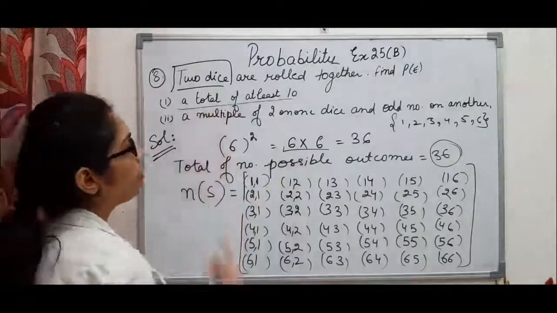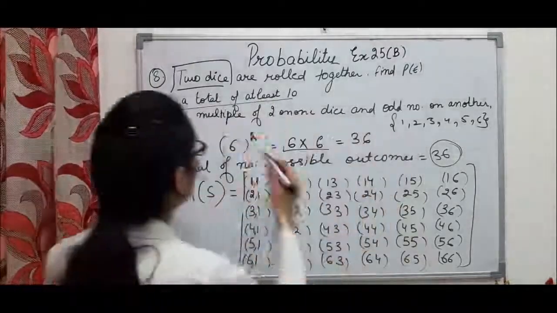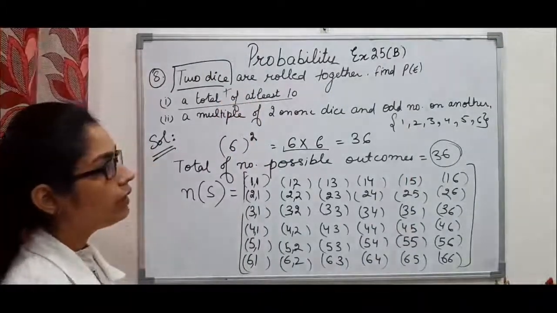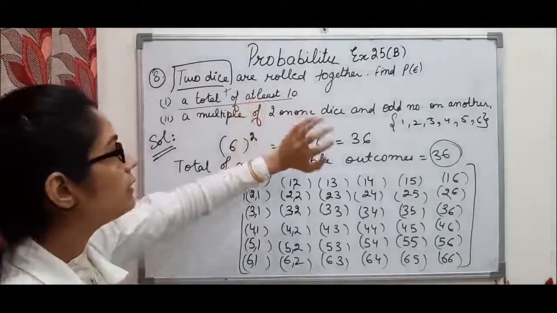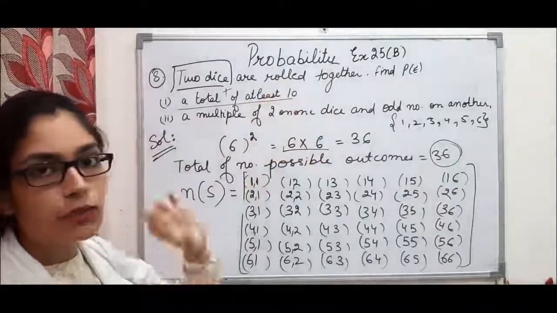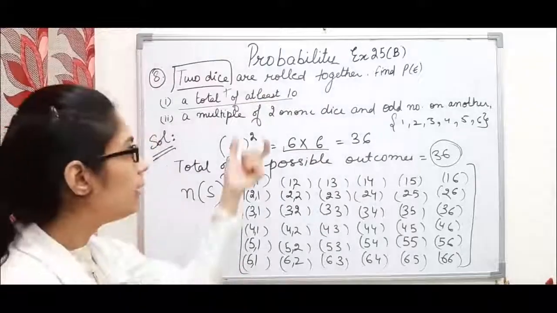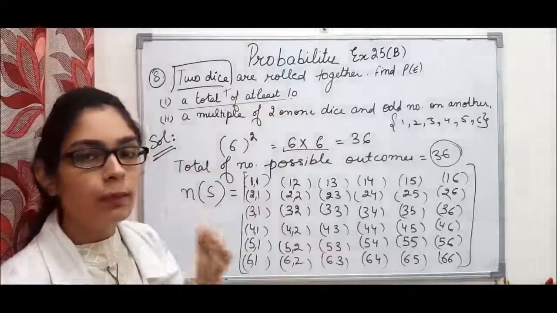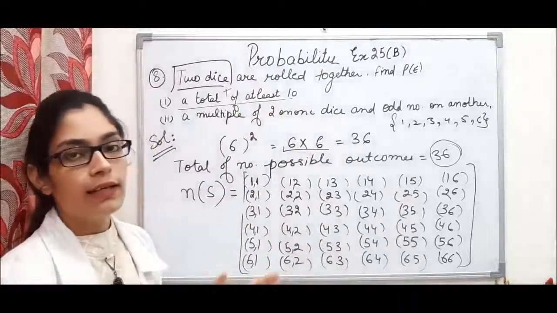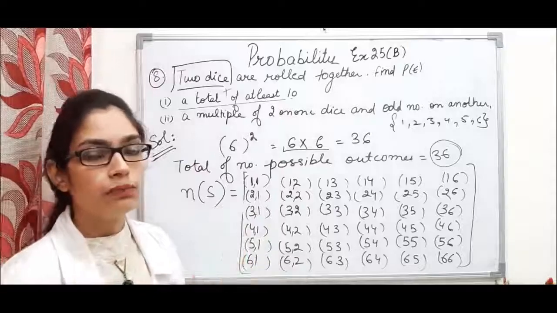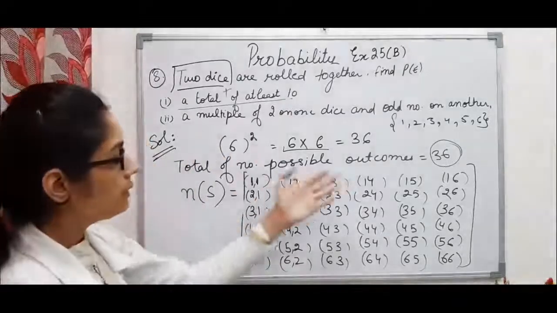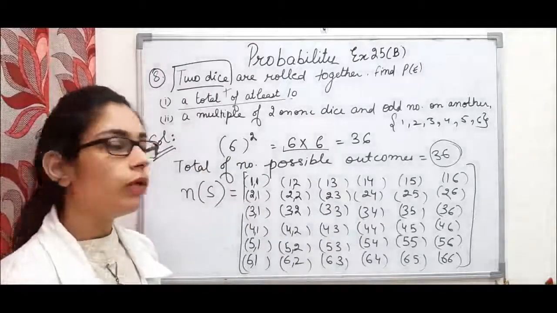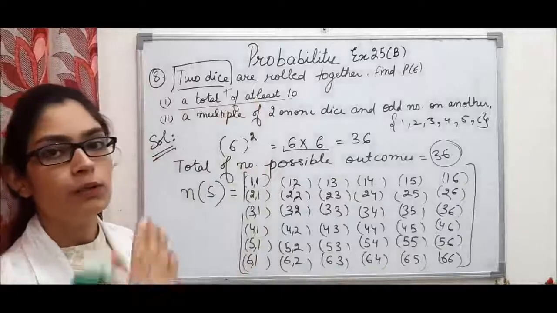Now, a total of at least 10. Total means sum, or addition, whatever you feel is easy. A total of at least 10. The concept of at least we have done in the previous question also. At least means the minimum should be 10. I can take more than 10 also, but the minimum criteria should be 10. Like if I am adding two numbers, 5 plus 5, 10. So now let's see all the numbers whose sum is equal to 10, and I can take more also. At least means that thing plus more.